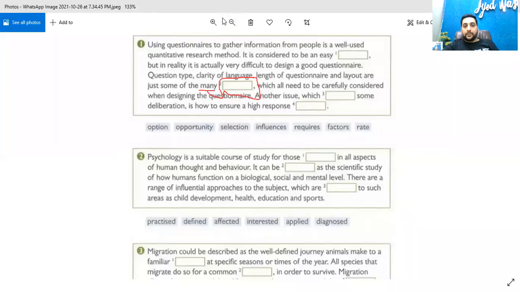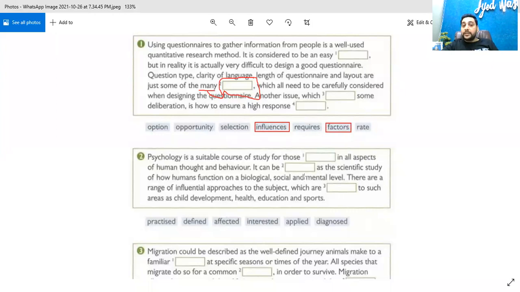We have three plural words, right? Who are these? Influences, requires, and factors. Requires is not plural, it's a verb with S, right? So only two word options are there for the second gap. So either of these two words should go.